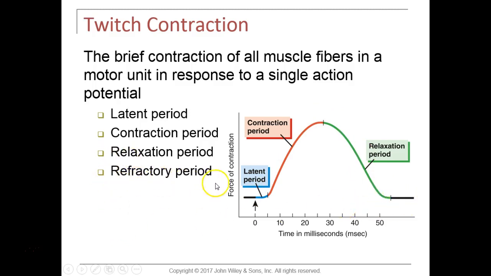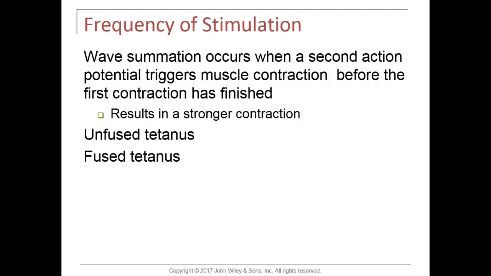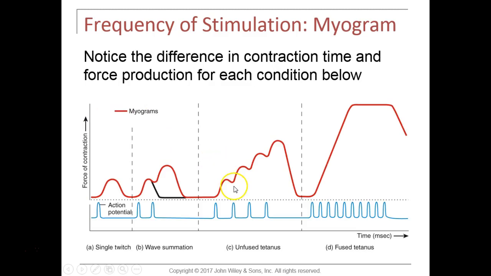Now, the refractory period is the time during which a muscle cannot be stimulated to contract again. So skeletal muscles have quite a short refractory period. That means they can be told to contract again before they relax all the way. Luckily for us, our heart does not do that. So we have what's called fused and unfused tetany. So let's look at what that looks like here.